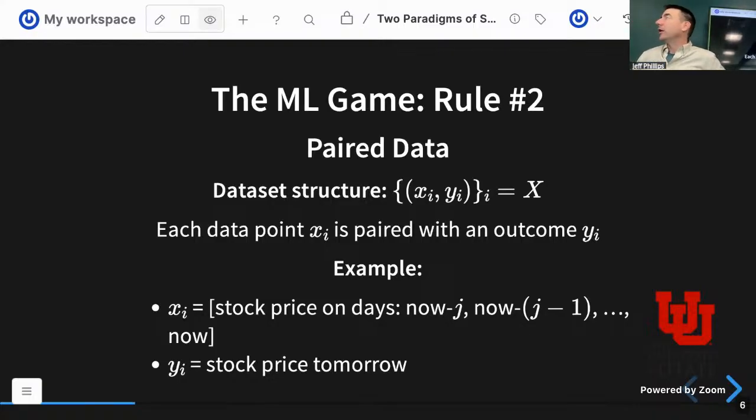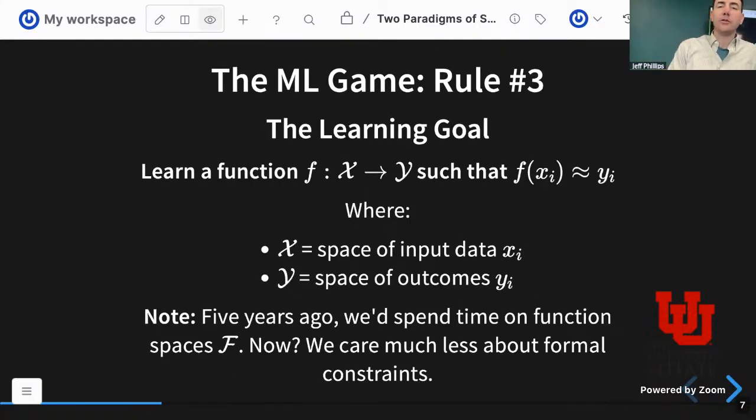Okay, so we have this paired outcome observation, and this allows us to say the goal is to try and learn a function to predict what this outcome is going to be, right? I'm not going to worry about what the space of functions is. In fact, we've moved less and less toward worrying about that. But in a machine learning class, you'll learn about different types of functions that you could try and learn, and how to learn these functions.